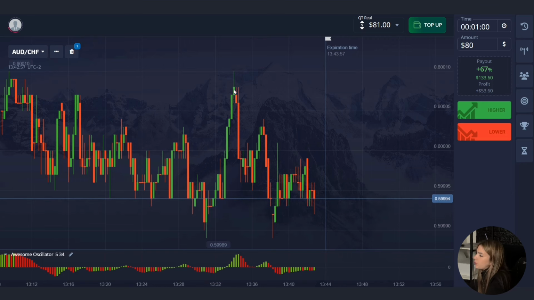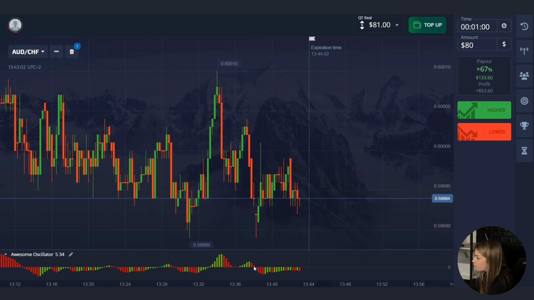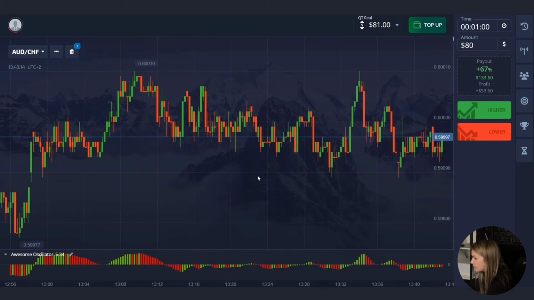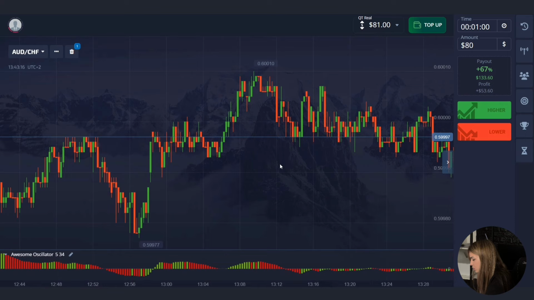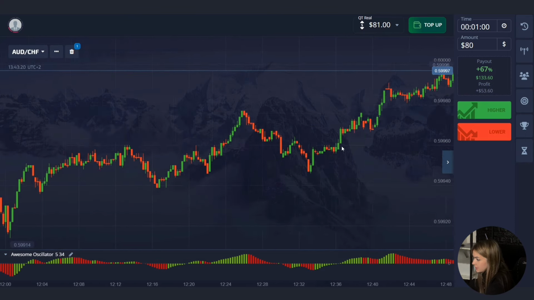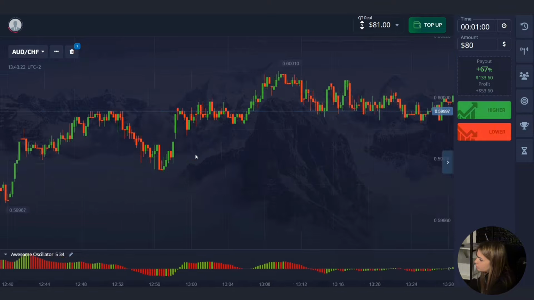Also, when, for example, a red histogram begins to form, it means that the volumes are growing downwards and in the near future the price will move down. In a similar situation, we could open a deal down. Also, of course, guys, don't forget about the levels of support and resistance. Also, pay attention to the general trading situation. Only a competent combination of technical analysis and the indicator together will give us a good result.